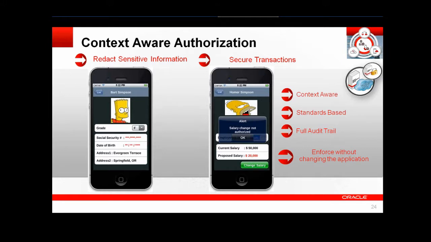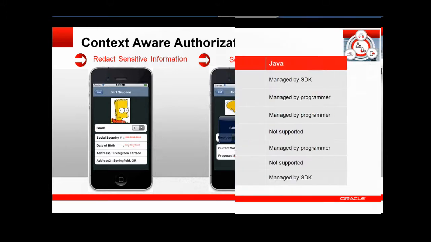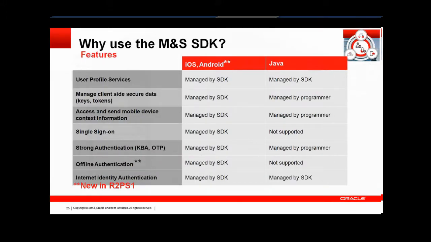So this is beyond your traditional single sign-on process. Once you logged into the application, it provides security at the API level. Right. So why use the mobile and social SDK? Again, as I mentioned, all of the left-hand side functionality is basically provided by the SDK, right?